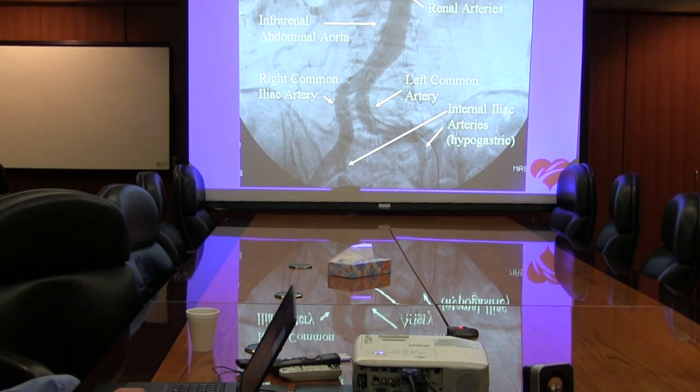And as we go a little further down, the common iliac arteries split again into the internal and the external iliac arteries. Hypogastric artery and internal iliac artery are the same thing. Surgeons call it the hypogastric artery. Cardiologists call it the internal iliac artery. Same thing. It's amazing how many physicians come here to train and don't realize that.